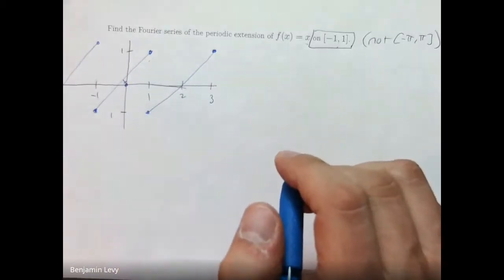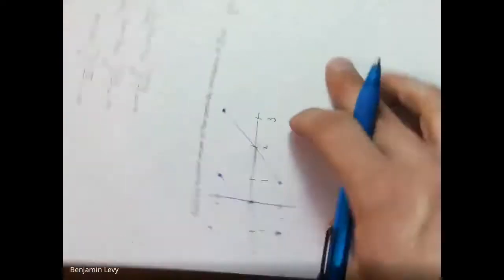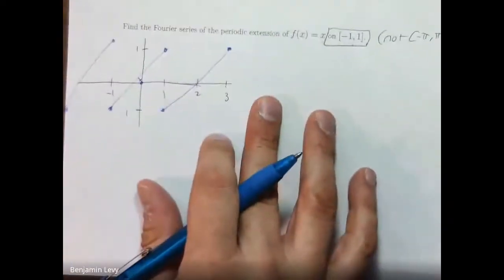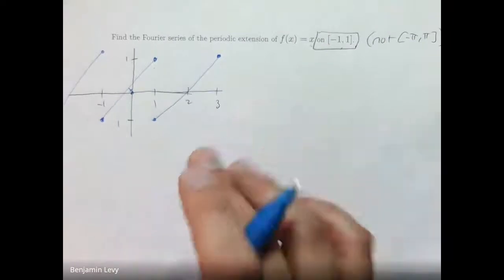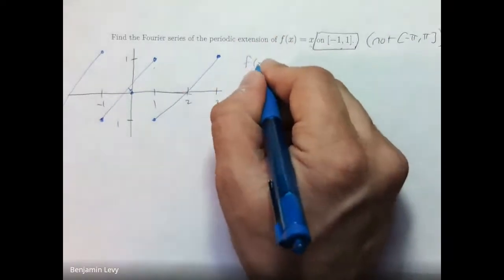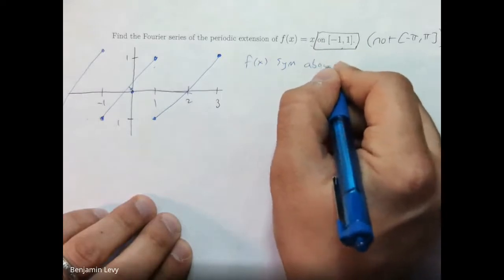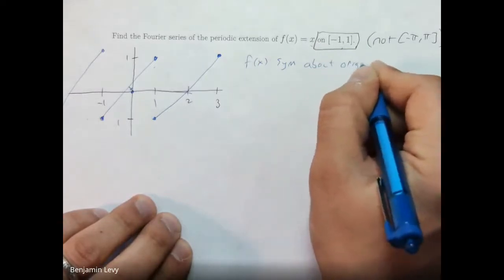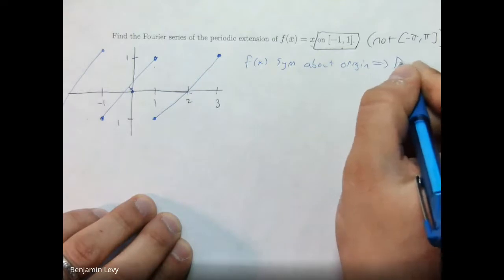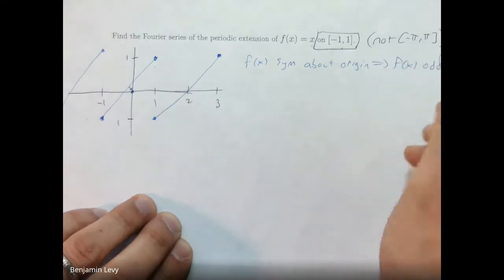it has symmetry with respect to the origin, because if you turned it upside down, it would look the same. And so we know that helps some of our integrals. And so f of x is symmetric about the origin, which means that it's odd. And so that helps with integrals.